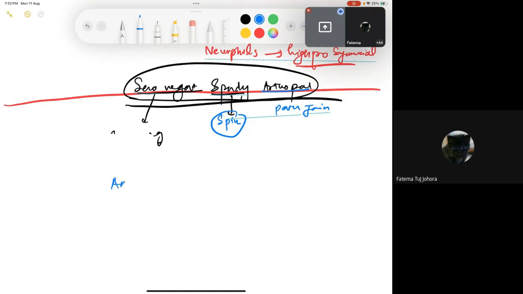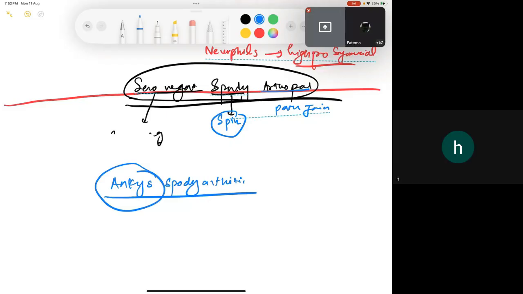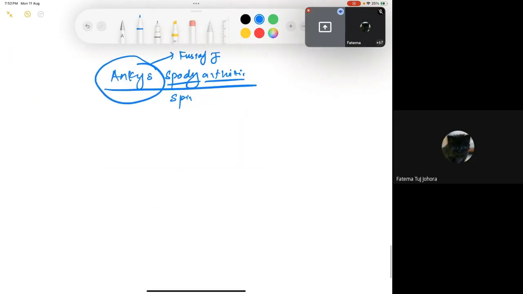The first is ankylosing spondyloarthritis. Ankylosing, what do we mean by ankylosing? Fusion of the joint. Spondylo, axial, the spine. Arthritis, inflammation of your joints, right? So before discussing the details of ankylosing spondyloarthritis, based on the name, let's discuss which features we are going to see.